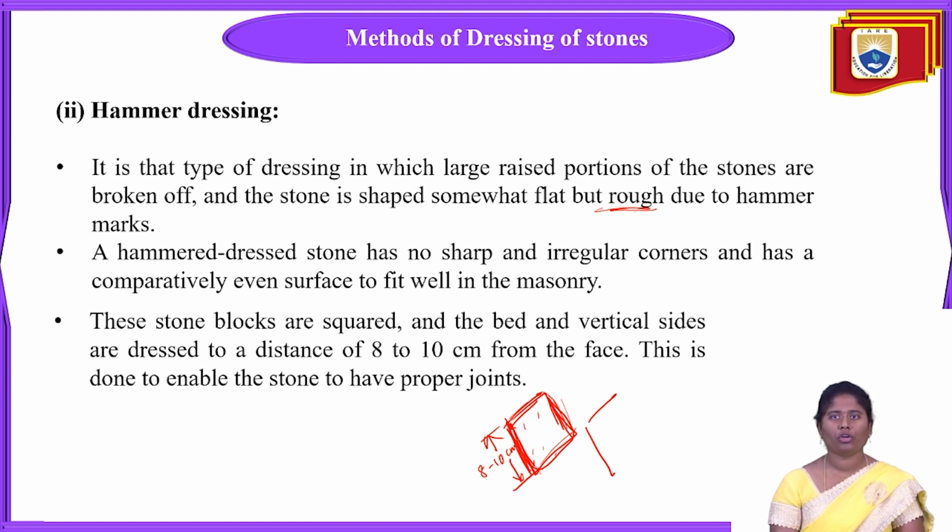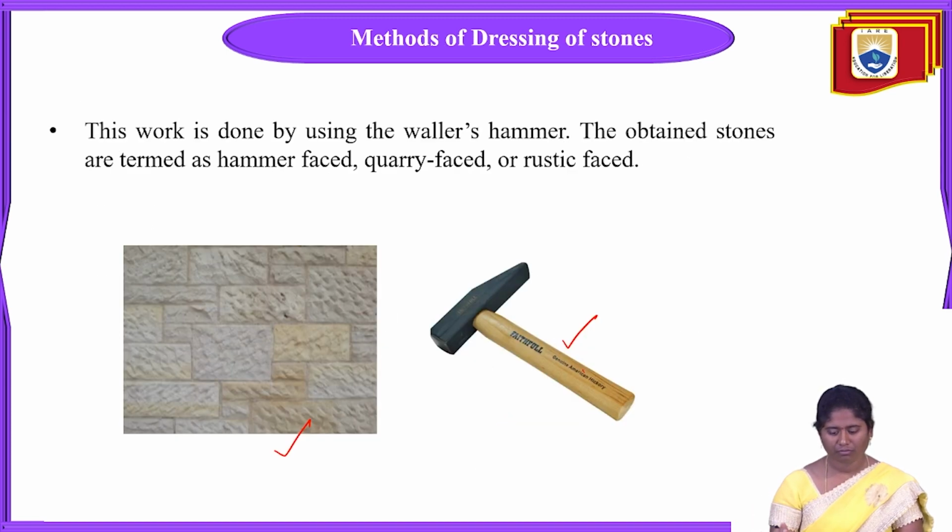That's why we use this hammer dressing to have proper joints for the bedding process. For the bedding of stones, this overall hammer dressing stone should be somewhat shaped flat and rough due to the hammer dressing also. Okay. And these obtained stones are called hammer faced, quarry faced, or rustic faced also.